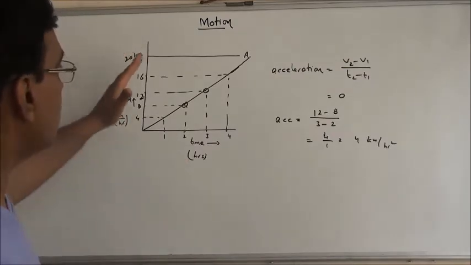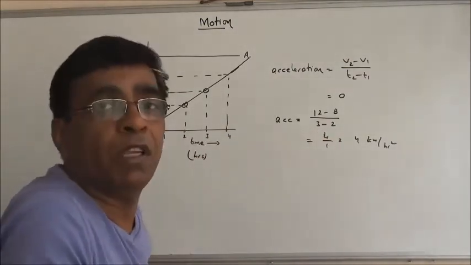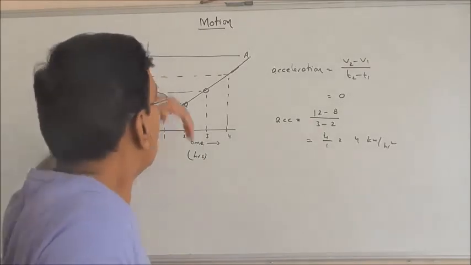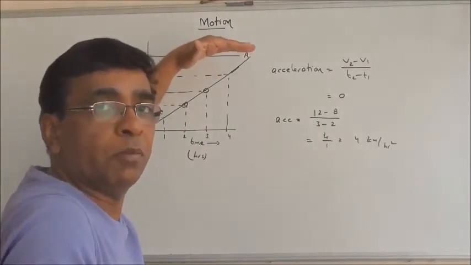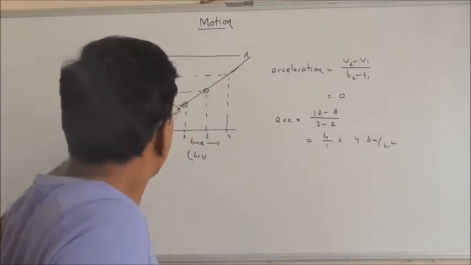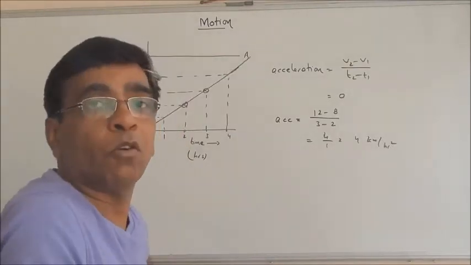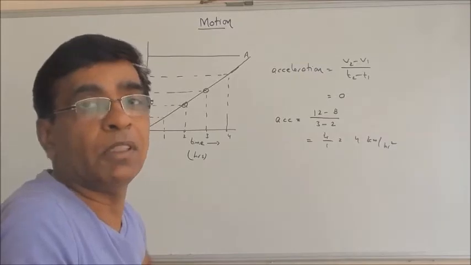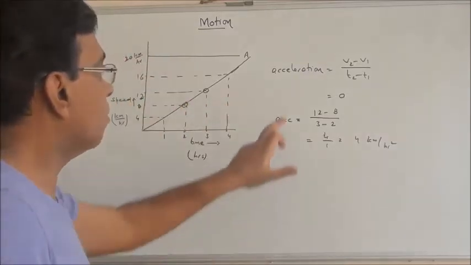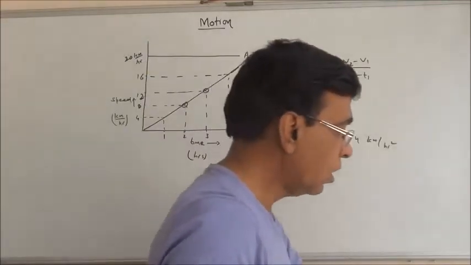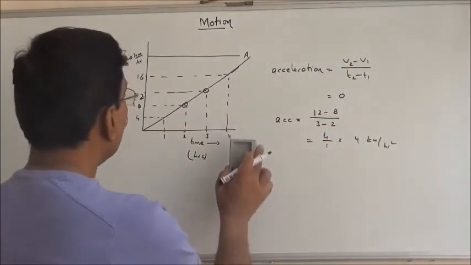So using a speed time graph we can find out the acceleration of the body. A graph parallel to time, constant speed, 0 acceleration. A graph like this, constant slope, it means acceleration is constant. So from a speed time graph we can find out acceleration by finding the slope.